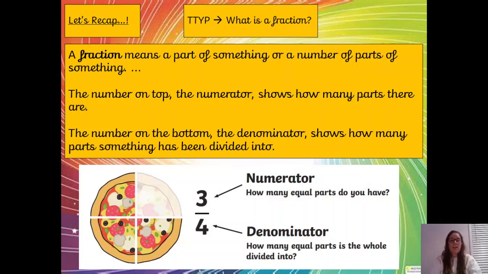What word there do you think is the most important? So how many equal parts do you have? How many equal parts is the whole divided into? Again, talk to your partner or somebody around you or jot it down if you're at home. What word there do you think is the most important?